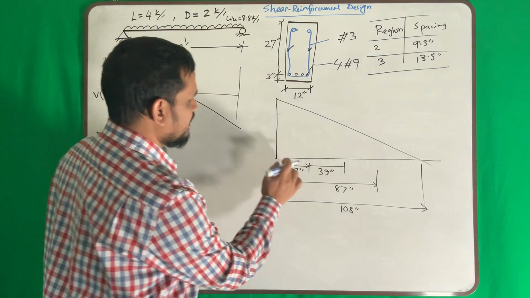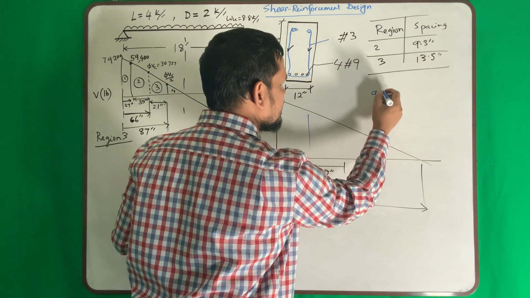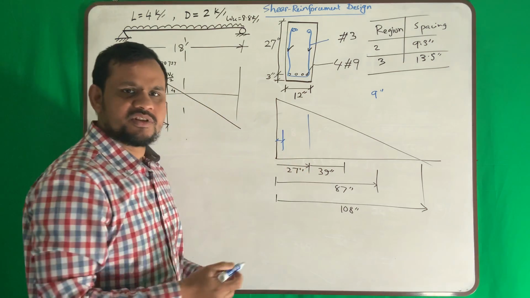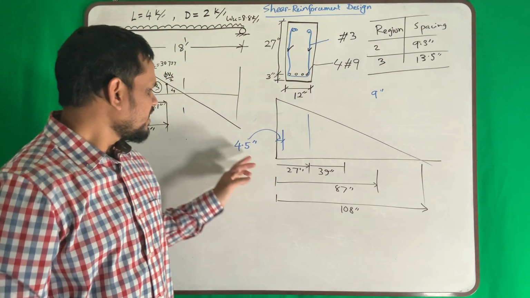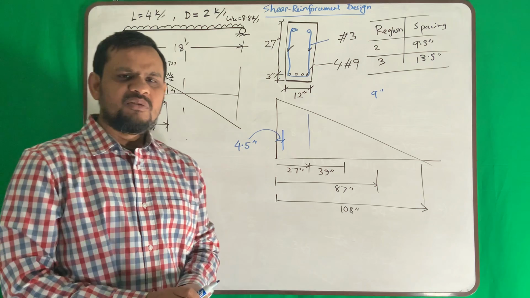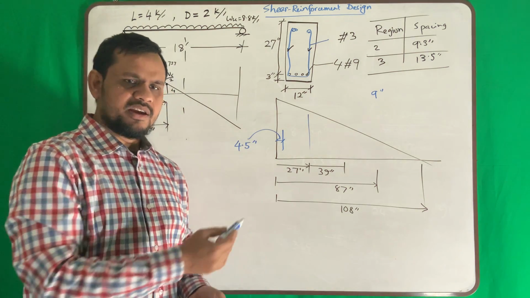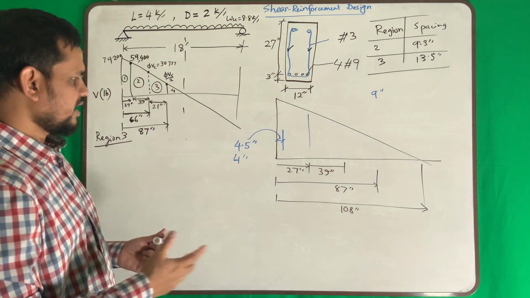Okay, I have to provide in this region. If I say 9 inch, then my first reinforcement should be at half of this, 4.5 inch. So 4.5 inch, half of this. But again, 4.5, I do not like this fraction here. It is okay, or you can provide even 4 inch. That is better.